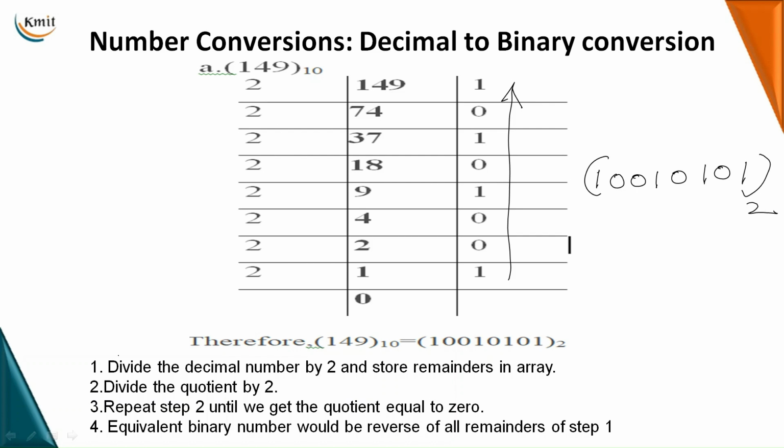Okay. So the first step is divide the decimal number by 2 and store the remainder in an array. The second step is to divide the quotient by 2 and repeat step 2 until you get a quotient equal to 0. So the equivalent binary number would be the reverse of all the remainders of step 1. Whatever the remainders of step 1 are, read in reverse, this is the binary equivalent of the particular decimal.